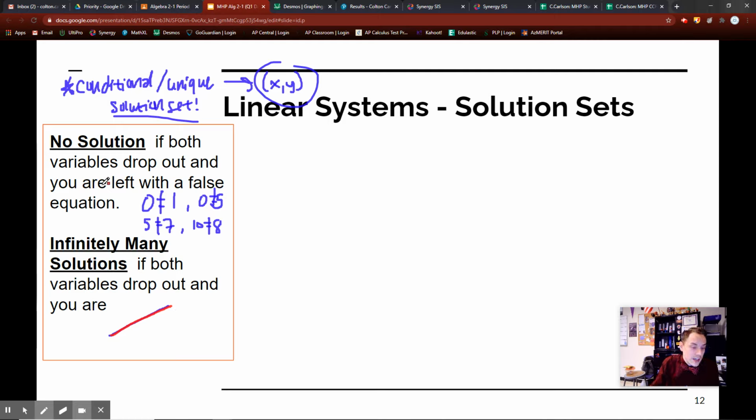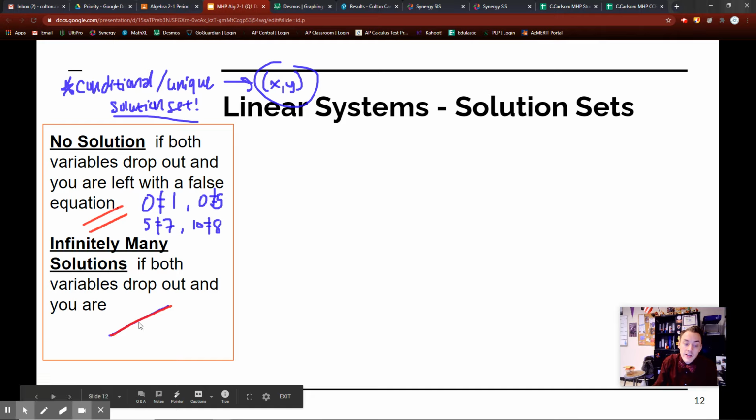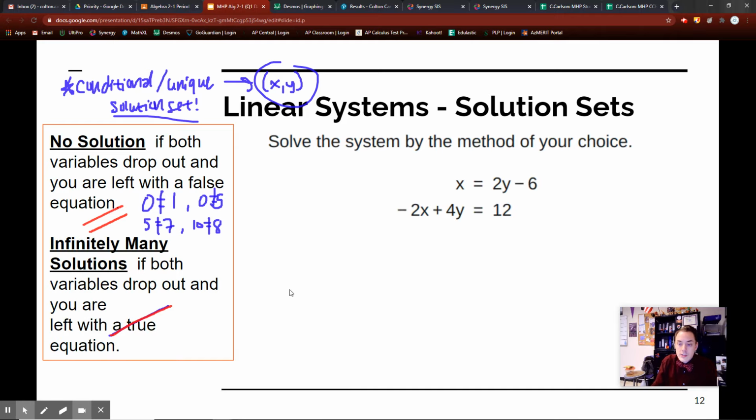A no solution set is the parallel lines. So a no solution set is when they don't cross at all, when they don't even intersect at all. That's a no solution. And I'll show you on Desmos. Infinitely many is where they actually cross, but many, many, many times because every single x value on those lines are another solution. So let's go through here.